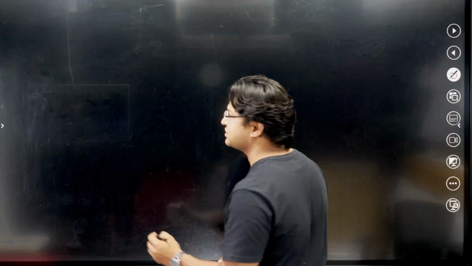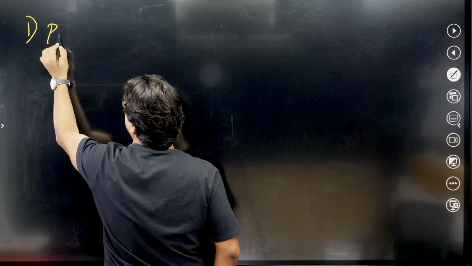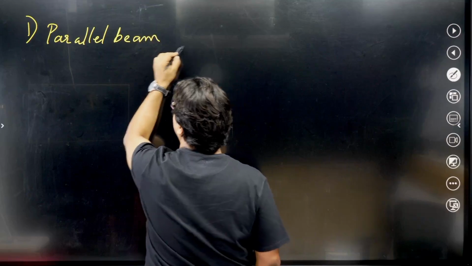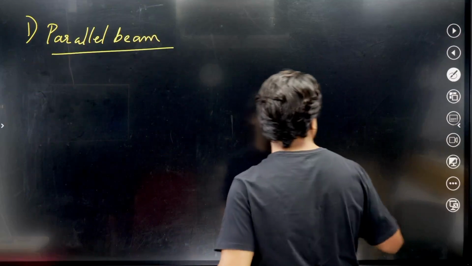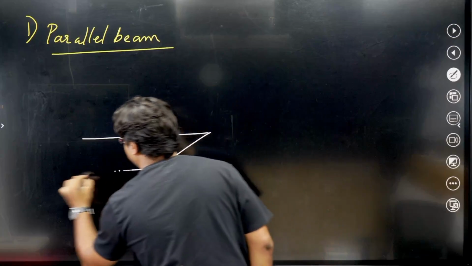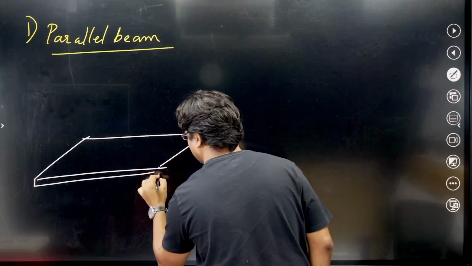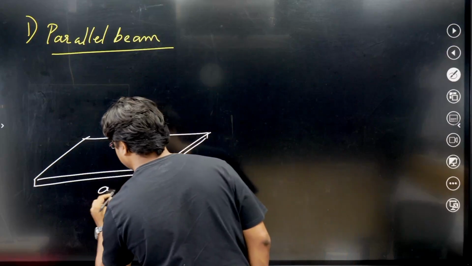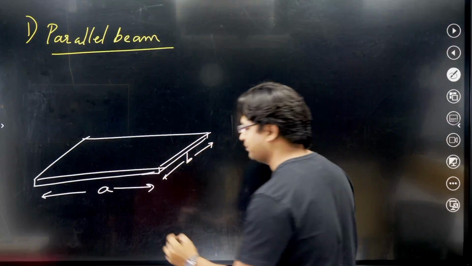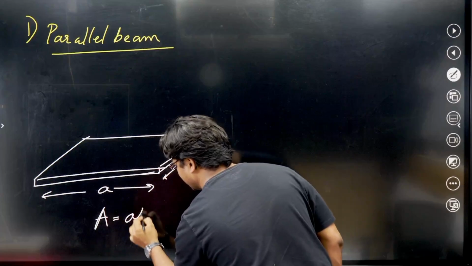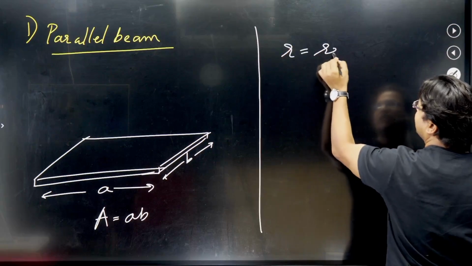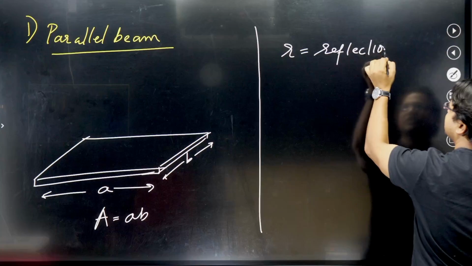The first situation, let's start dealing with it. This is the situation in which we are given a parallel beam. The situation is like this. Let's say we have a plate like this. The dimensions are given to us. Let's say this length is A and this length is B, so that the plate area is AB, and we are also given the reflection coefficient of this plate.